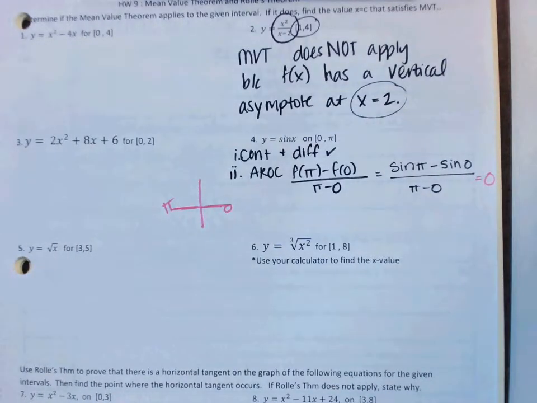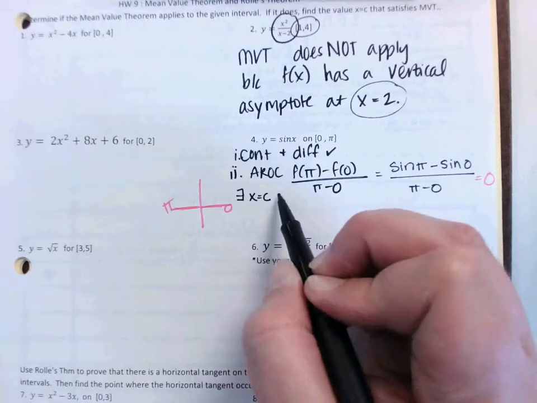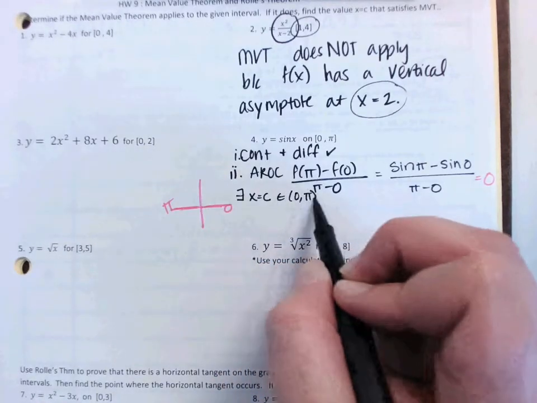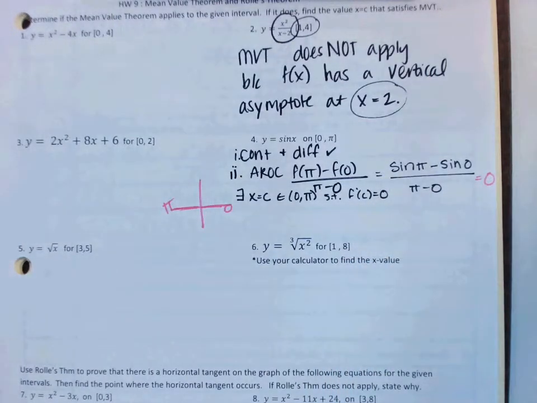Now, question, am I allowed to divide 0 by pi? Sure. 0 can't be on the bottom, but it's allowed to be on the top. Okay, so from there, my average rate of change is 0. Then I'm going to say there must exist an x equals c on the interval from 0 to pi such that f prime of c equals 0, because that was the average rate of change or the average slope on that interval. Then to find it, what do we do? Take the derivative, set it equal to 0, and solve.